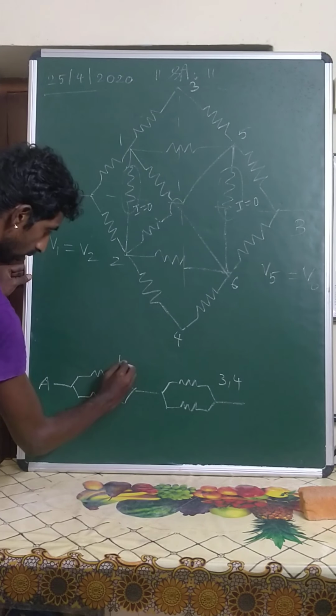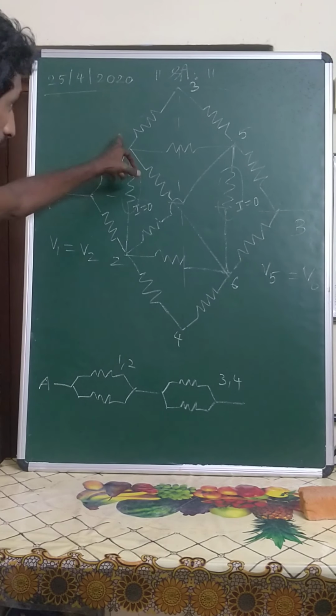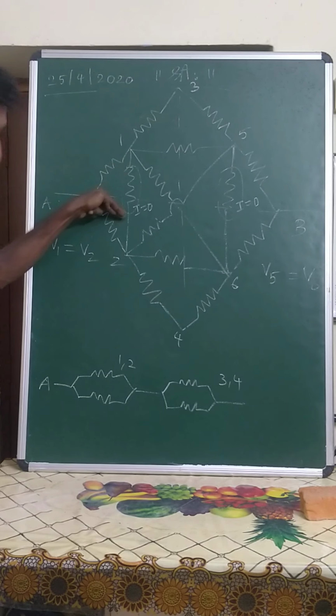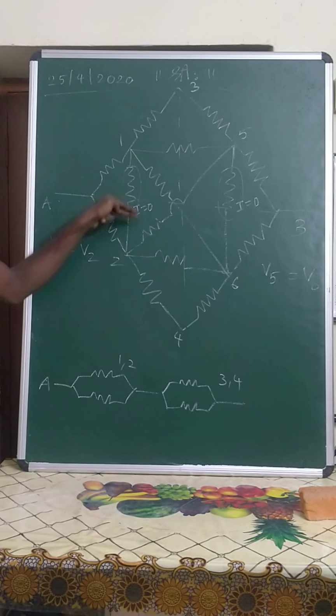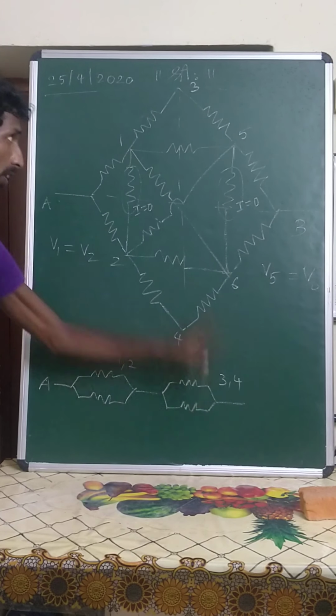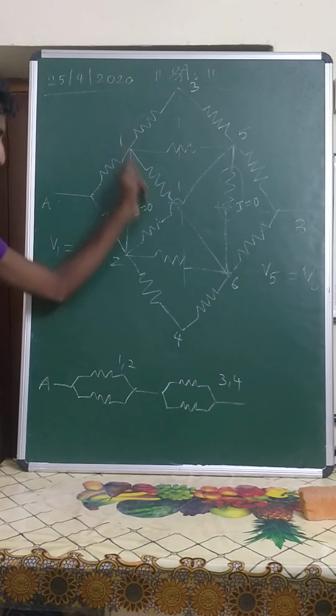So I will draw 1 and 2 here. Again from 1 and 2 we have 3 divisions, 4 actually, 1, 2, 3, 4. This resistor doesn't carry any current, so only 3 divisions we can consider. 1 division we have drawn, so the other 2 divisions are towards 5 and towards 6.